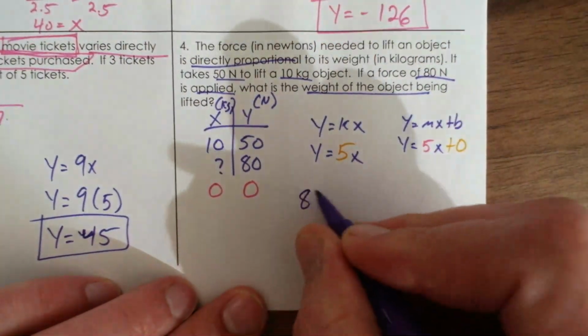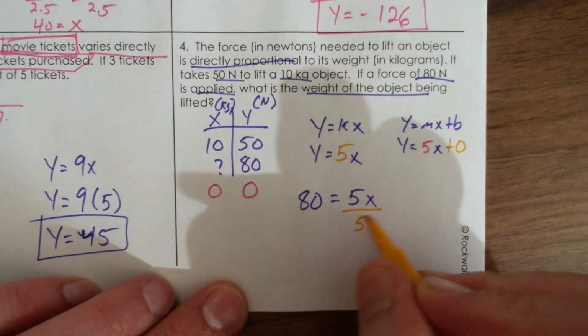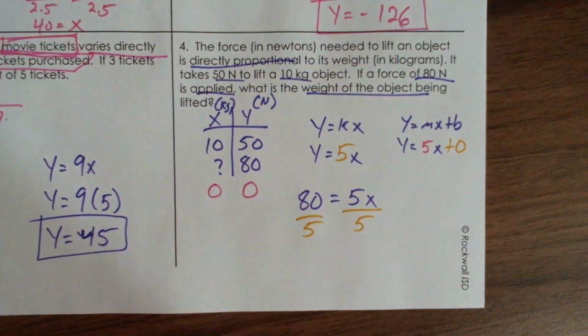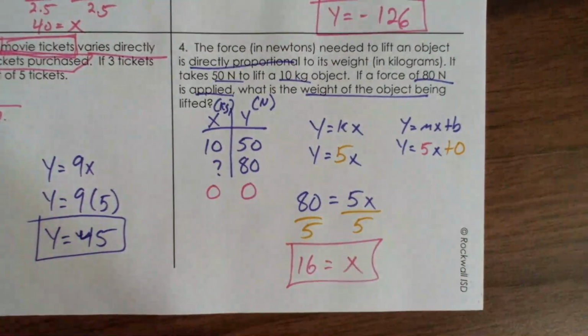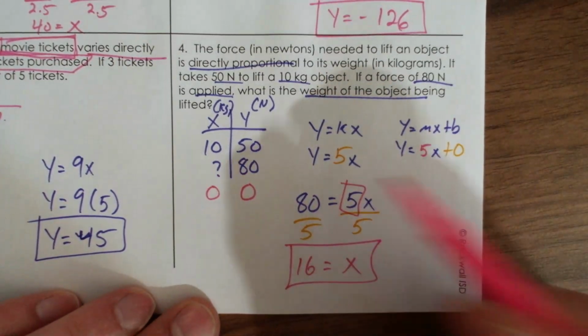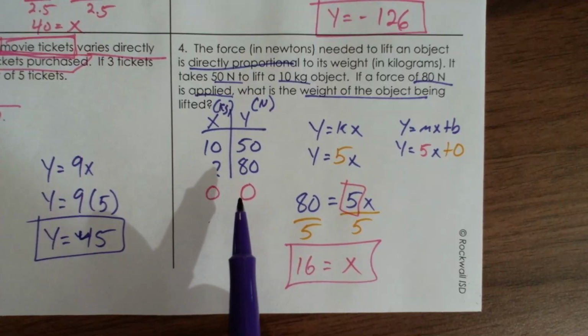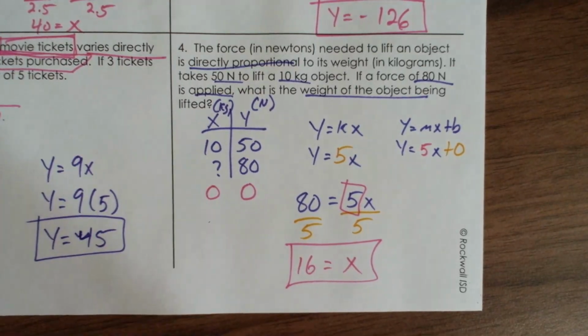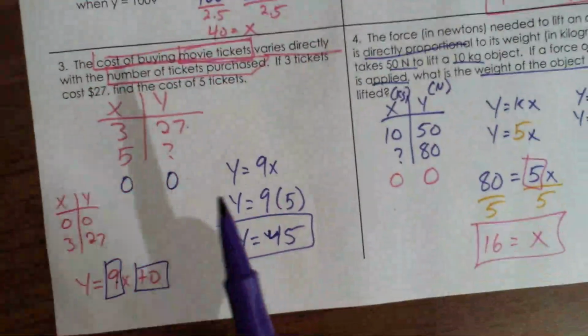If it required 80 newtons, and I use 5 newtons per kilogram, 80 divided by 5 is 16. So it would be a 16 kilogram object using 80 newtons. And again, my constant of variation is 5. Relating this back to a similar concept, 5 is our slope. The origin is always our starting place, because if these things ever zero out, you're not lifting something, you're not buying tickets. Okay, it's 0, 0.